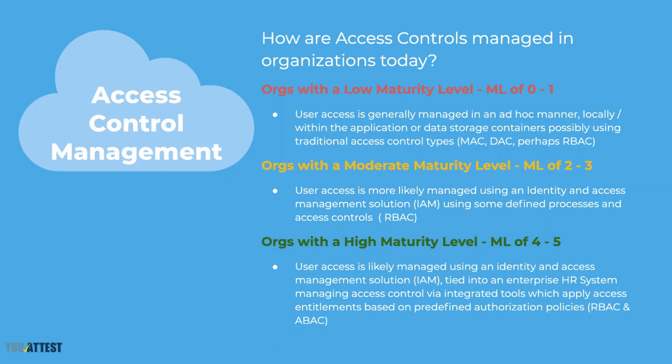And of course, it eases the ability to manage those group memberships and access to whatever that particular asset is. Last but not least, in organizations with a high maturity level, user access is likely managed using an identity and access management solution. This is tied to an enterprise HR system. ERP sometimes falls into this category. And that system is managing access control via integrated tools, which apply access rights or entitlements based on predefined authorization policies, again taking advantage of role-based access as well as attribute-based access.